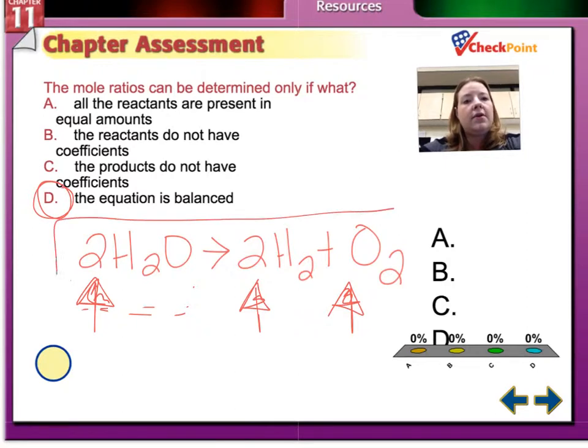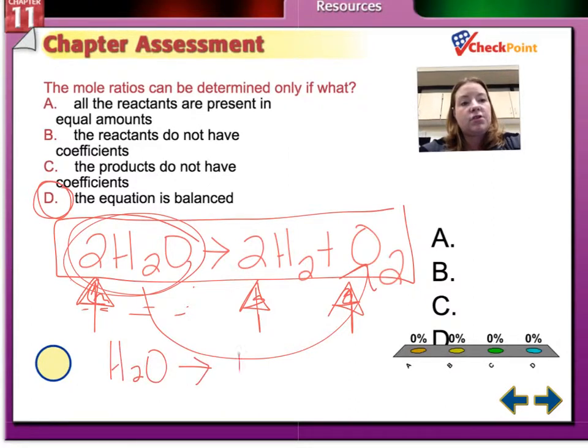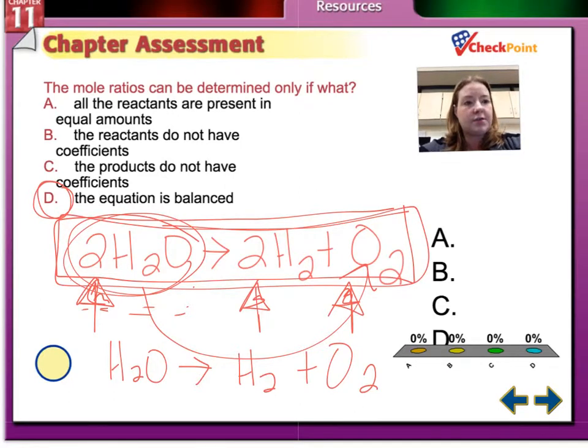So in order to be able to use that mole to mole ratio, if I give you a certain amount of water and we want to find out how much oxygen is produced, I can't do that if I'm using the equation that's unbalanced. If I just put H2O yields H2 plus O2, that's not going to give me a correct answer. I've got to always balance my equation first.